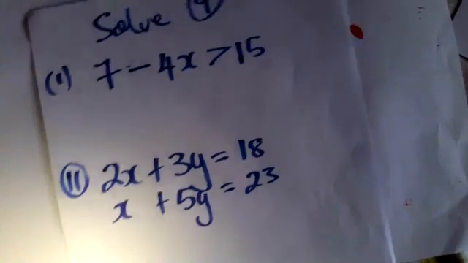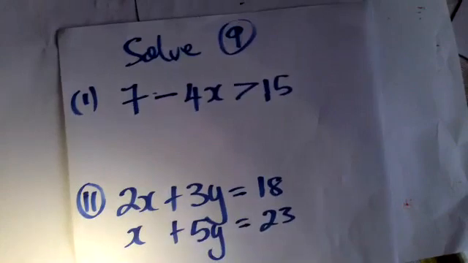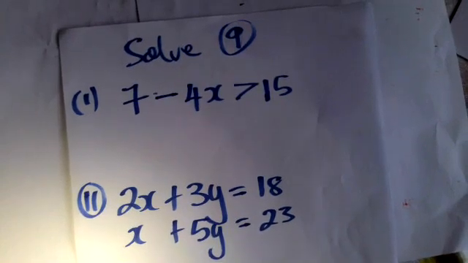Yeah. All right. So go ahead and do this one. It's 7 minus 4x greater than 15. Let's do it, roll it, rumble. There's already a trick to that one, you know.